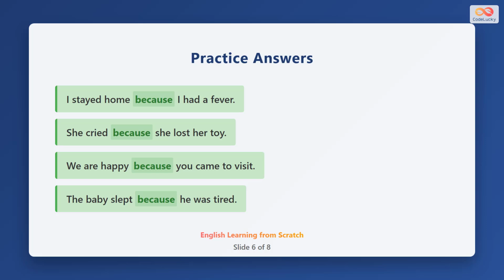The correct answers are: I stayed home because I had a fever. She cried because she lost her toy. We are happy because you came to visit. The baby slept because he was tired. Using because gives a reason that connects the two parts.